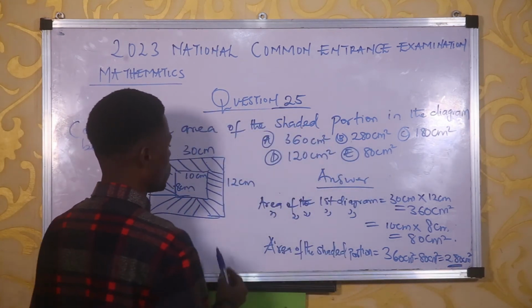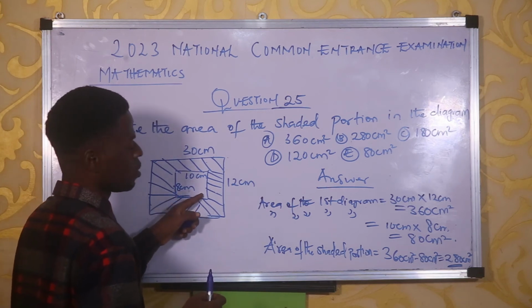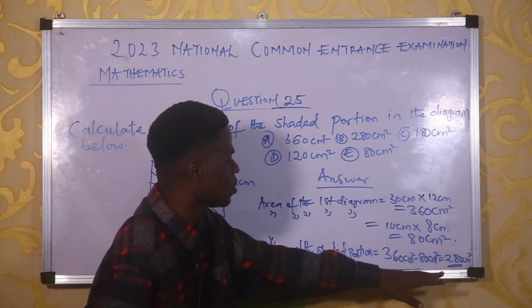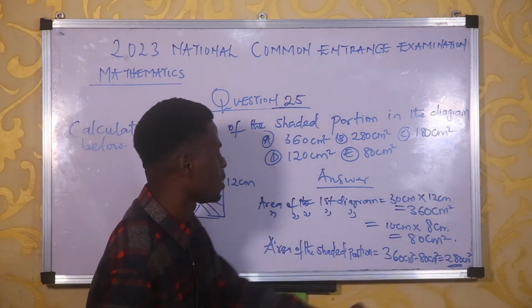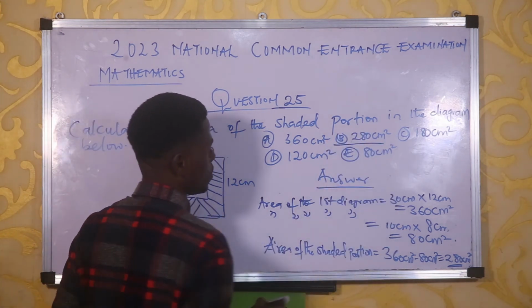So from the first diagram we subtract the second diagram in the box here. So our answer is 280 centimeters square. So the answer is option B. Okay, that's it.